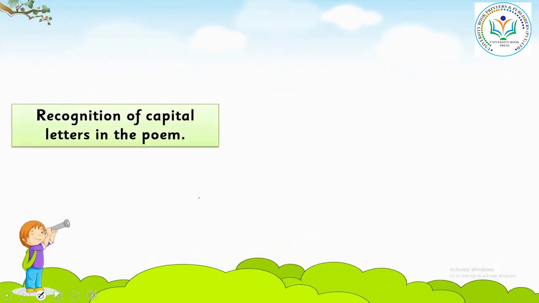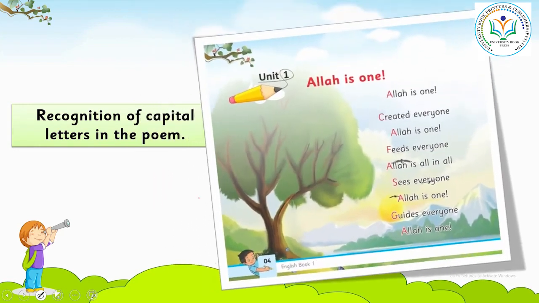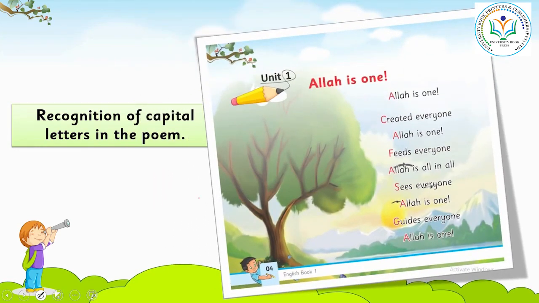So students, you have recognized the use of capital letters and the use of full stop, that whenever you have a sentence, the first letter should be capital and there should be a full stop in the last. So here we are going to recognize the capital letters in our poem. The poem title is what? That is Allah is one. So Allah is one. Created everyone.